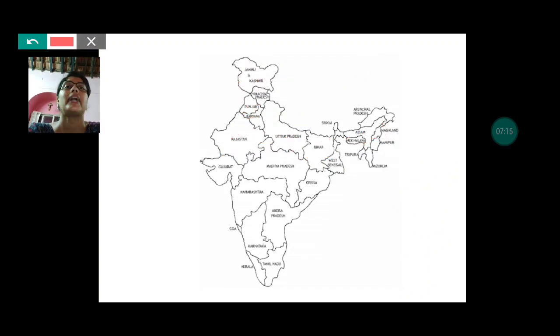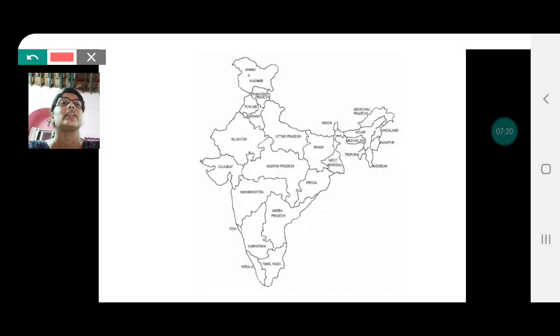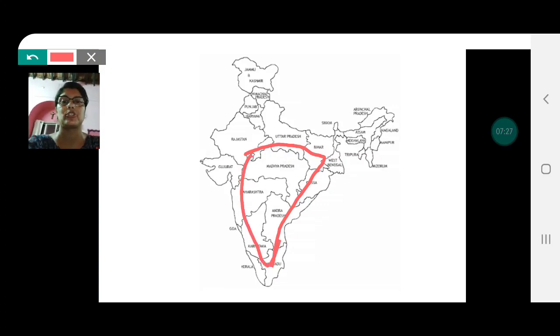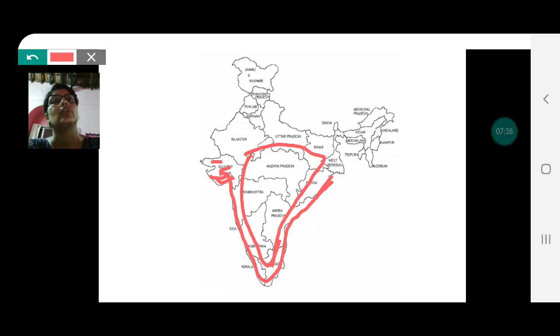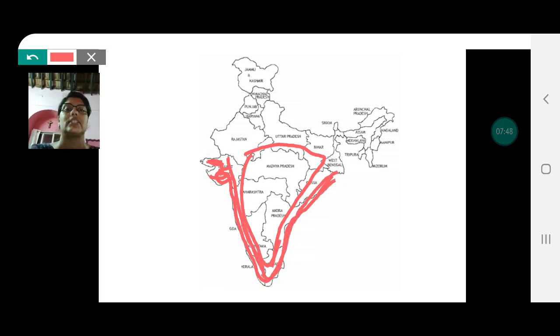For Peninsular Plateau, I will erase the remaining part so that it becomes easier for me to show the others. Peninsular Plateau, you can show like this. So this is our Peninsular Plateau. Next is the Coastal Plains. Right at the coast, you'll have to color it green, all along. This part of Gujarat also comes under Coastal Plains. Here it is narrower and it is a little broader in case of the Eastern Coastal Plain.